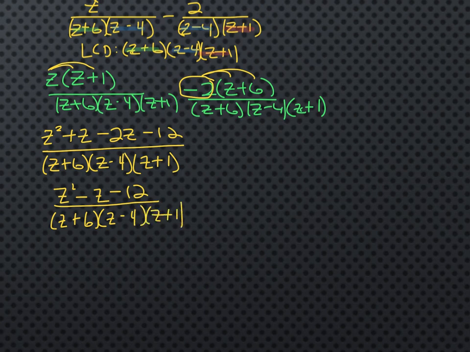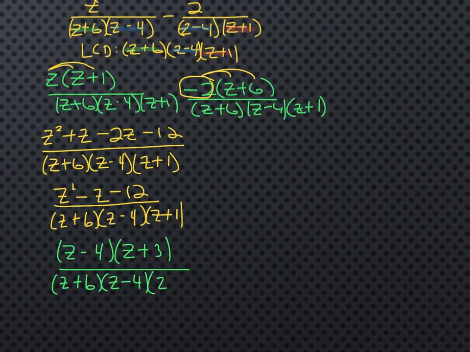And then we have to ask ourselves, is that reduced to lowest terms? Well, it turns out we can actually factor that numerator. It does factor to z minus 4, z plus 3. And our denominator remains the same. Now, what do we notice here? Hopefully you recognize that there's a z minus 4 in top and bottom. So our final answer is z plus 3 over z plus 6 times z plus 1.